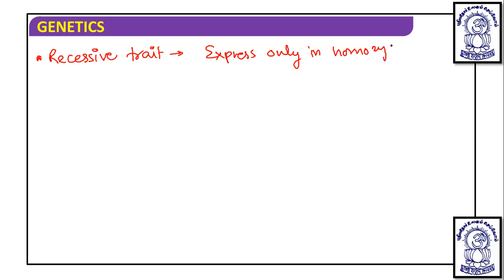The other trait which we are going to talk about is the recessive trait. And if we talk about the recessive trait, this recessive trait is expressed only in homozygous condition, means if there is a small t, then it can only be dwarf. In capital T small t, dwarf will not be produced. So this is a recessive trait.